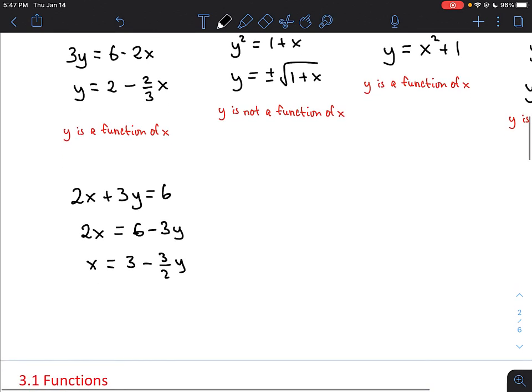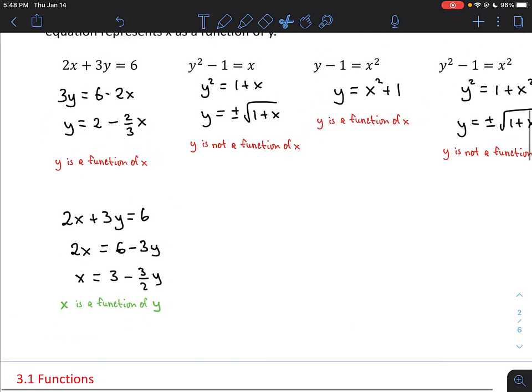And then ask yourself the reverse direction. If I started with y coordinate, is it possible to yield multiple x coordinates? Every time you change y to a new number, you get a single number out of it. You can't plug in y equals 5, for example, and get multiple answers for x. So we do get to say that x is a function of y.